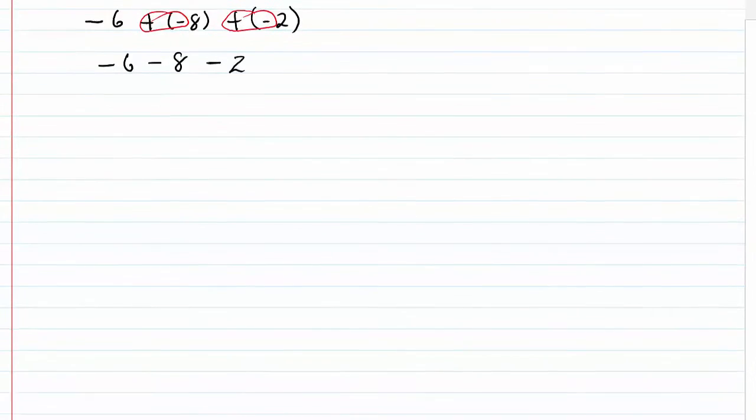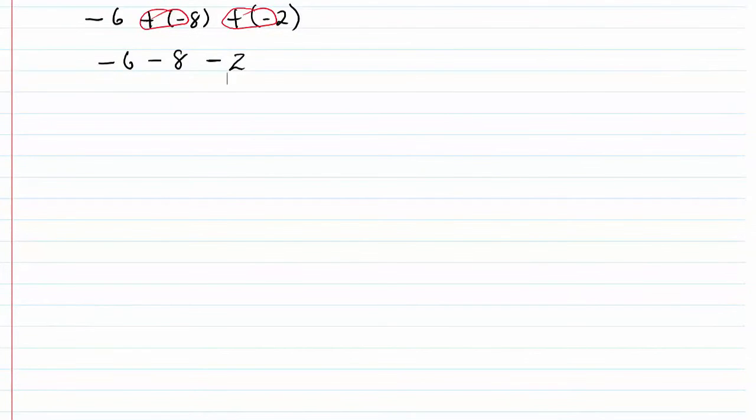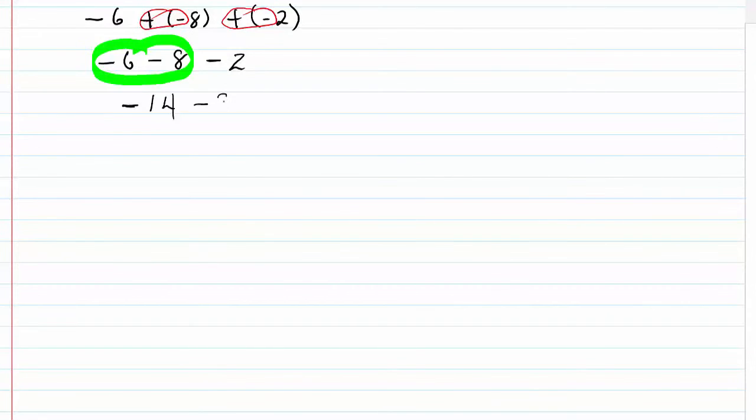And now if we look at this problem, we have a problem where it's subtraction, so we can work left to right. So the first thing I can do is these two, and since they're both the same signs, I can keep the sign and add the numbers. So that becomes minus 14. I bring down the minus 2. Once again, we have same signs, so I keep the sign and I add the numbers.